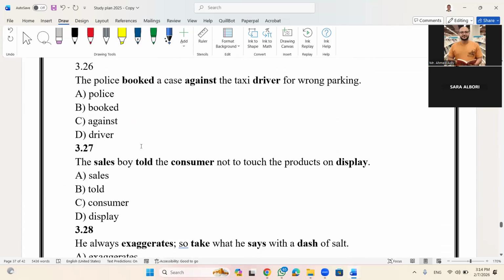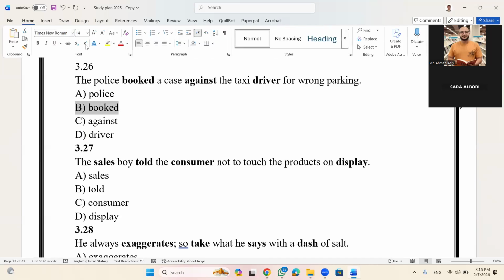The police booked a case against the taxi driver for wrong parking. So here I'm talking about the police and a taxi driver who parked his car in the wrong place. Why against? Look at the word case. Do we say book a case? We book a room. We can book a ticket, but the police filed the case.